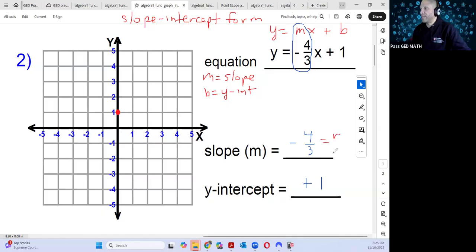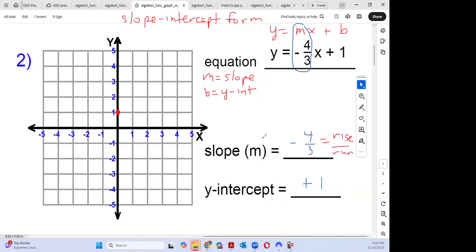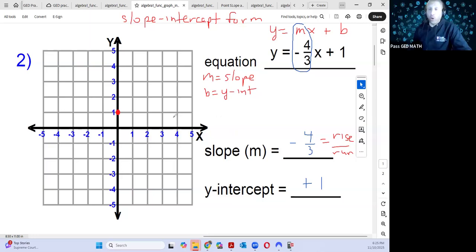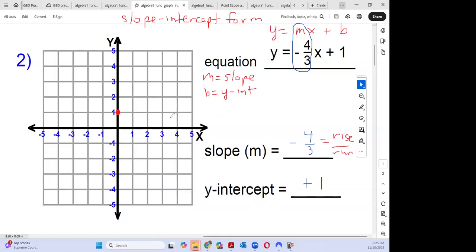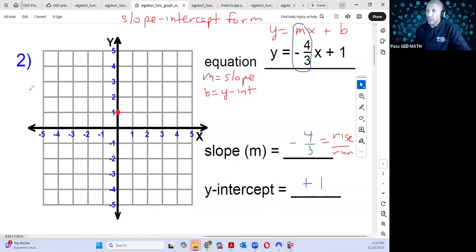How am I going to get to my second point? You're going to go down 4. Because it's negative, I'm going down 4. The negative tells you to go down. If it was positive, you would go up. So I'm going to go down 4. Let me count: 1, 2, 3, 4. Okay, I went down 4.